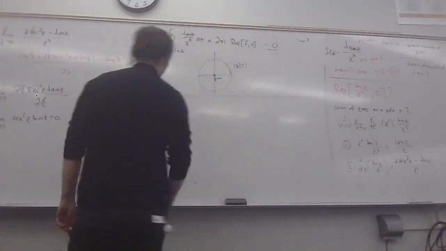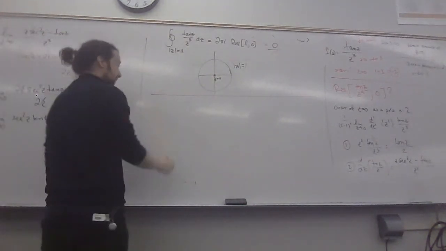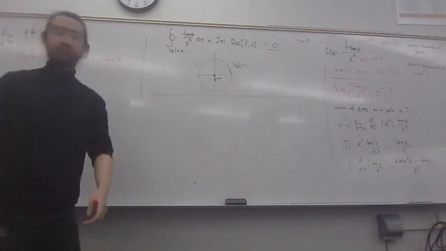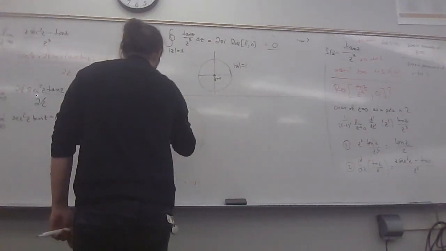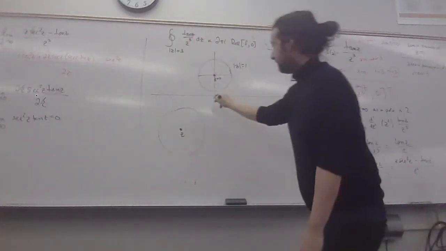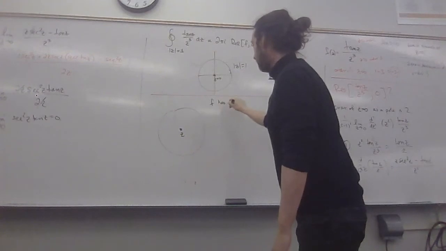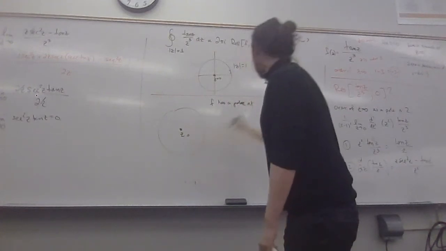Okay. So here's what the residue theorem says. I'm going to draw a picture and you're going to tell me what the residue theorem says. This is a picture of the one singularity theorem. Suppose that f has a pole at z is equal to z naught.